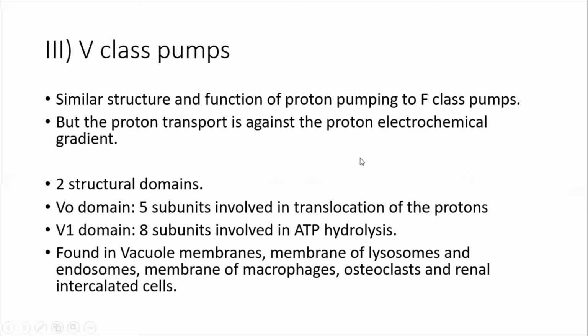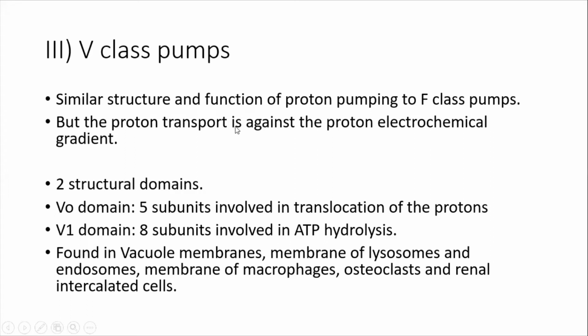Okay. Now the third class we can talk about, the V class pump. So where do you find this V? You can find it on the vacuole. और vacuole कहाँ रहता है आपका? फूड वैक्यूल, गैस वैक्यूल और प्लांट्स में प्रेजेंट रहते हैं, करेक्ट? So all those areas the V class pumps are present.